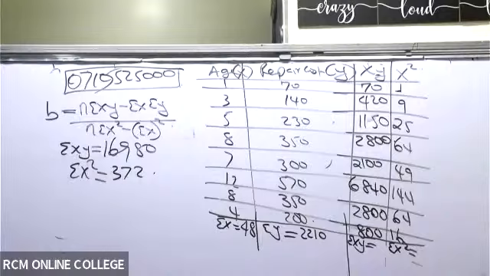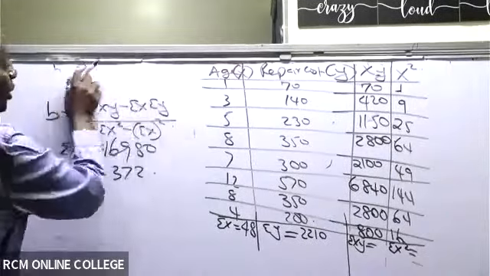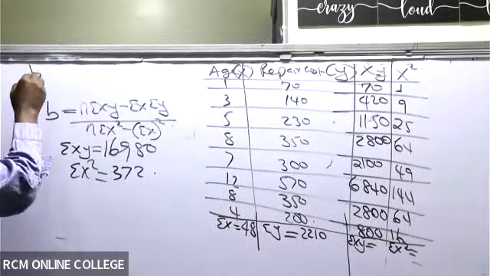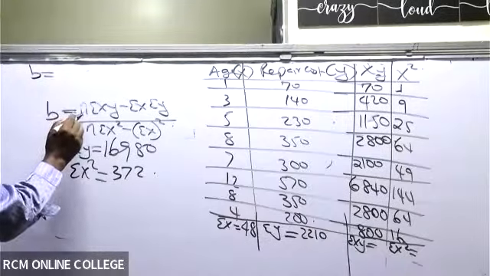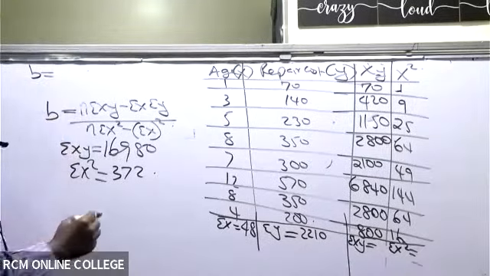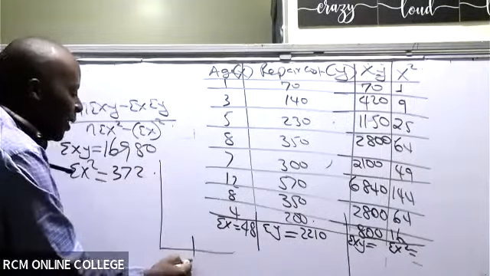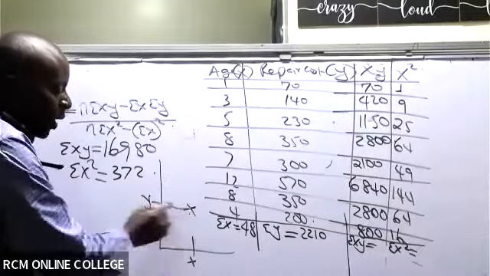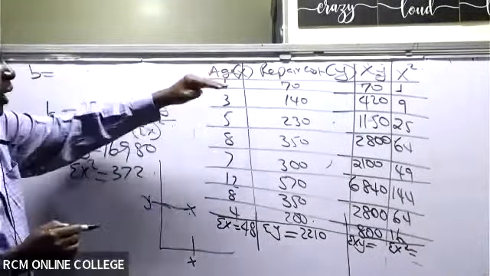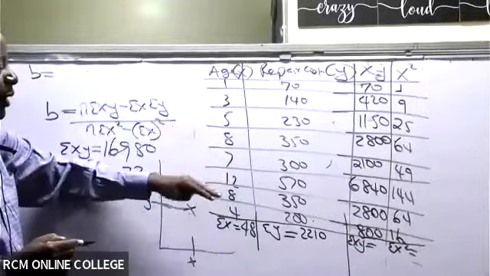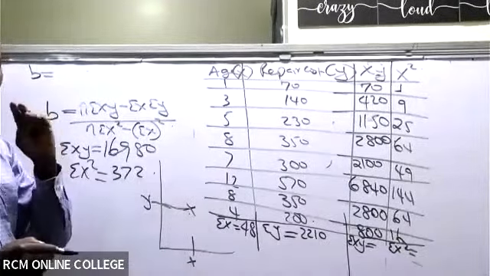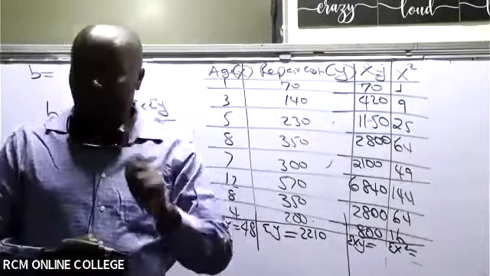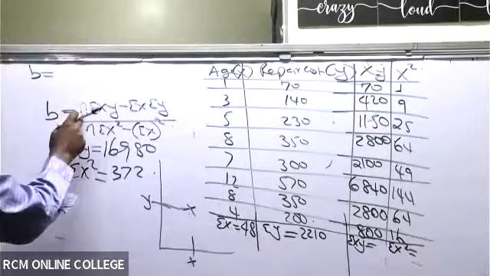So then please go ahead and do proper substitution here. Give me the value of b. So to get b, I have n, the number of data points. Remember, a data point on a Cartesian plane is normally defined by x and y coordinates. So this is data point 1, 2, 3, 4, 5, 6, 7, 8. So our n is 8.